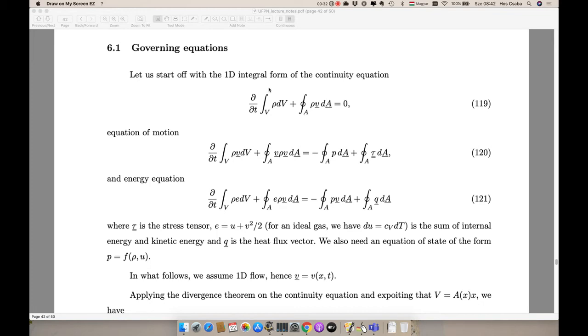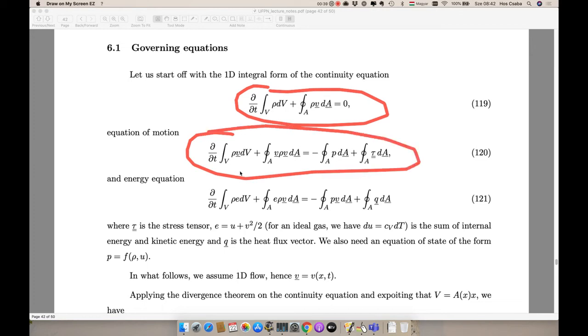the continuity equation here, the equation of motion, and we'll also need the energy equation. Just to remind you, in the energy equation, E is the energy content, that is the internal energy plus the kinetic term, and for an ideal gas, du is cv dT. On the right hand side, Q is the heat flux, tau is friction terms. You're familiar with these equations already.